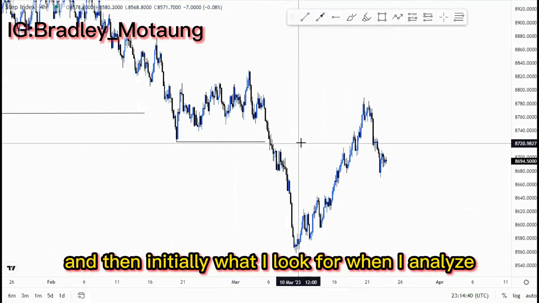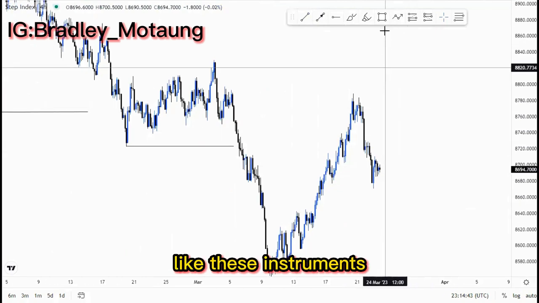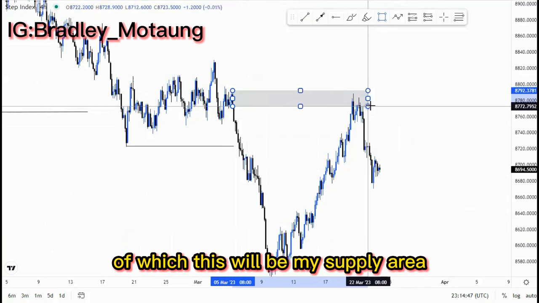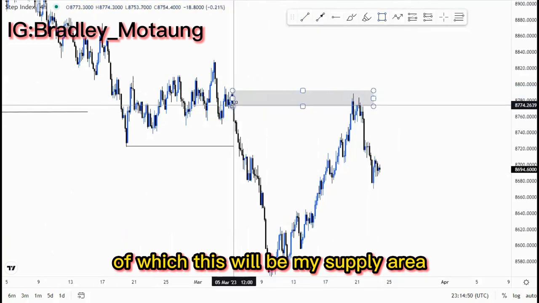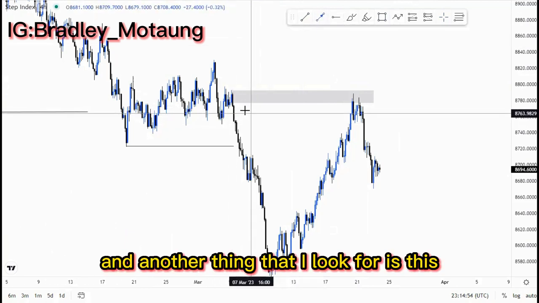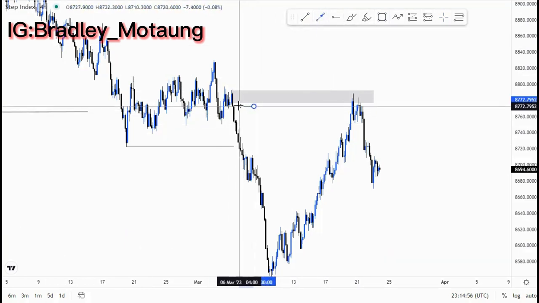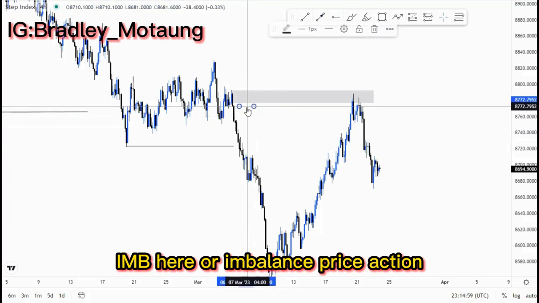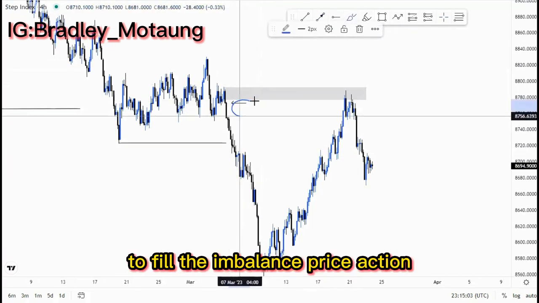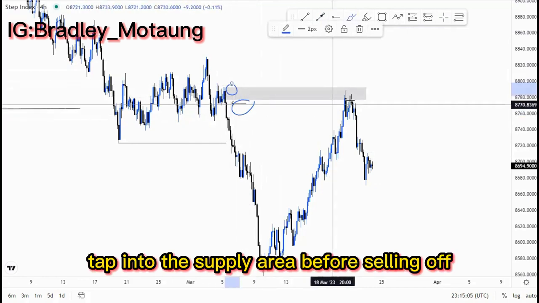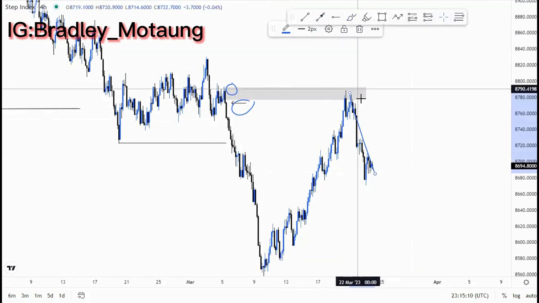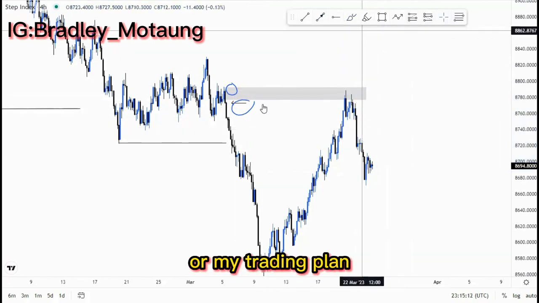Initially, what I look for when I analyze these instruments is the last candle that broke structure, which will be my supply area where I'll be looking for selling opportunities. Another thing that I look for is this IMB here, or imbalanced price action, where I expect the market to fill the imbalanced price action and tap into the supply area before selling off. So this is my trading plan all the time.